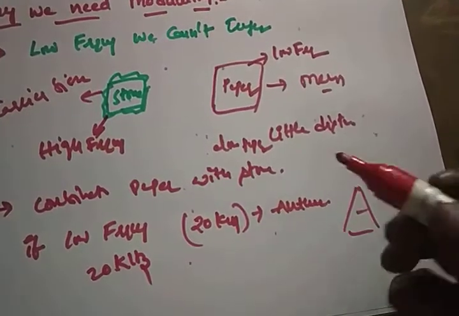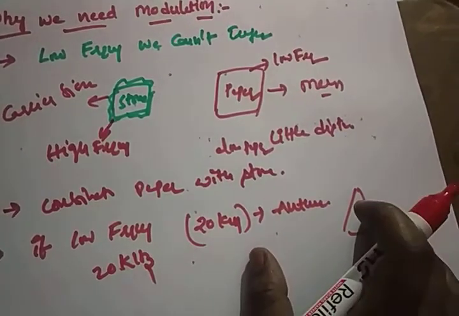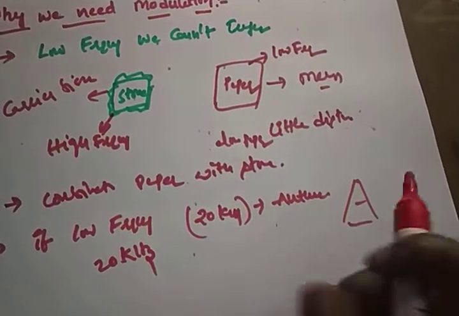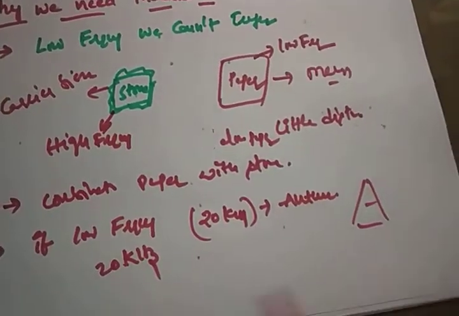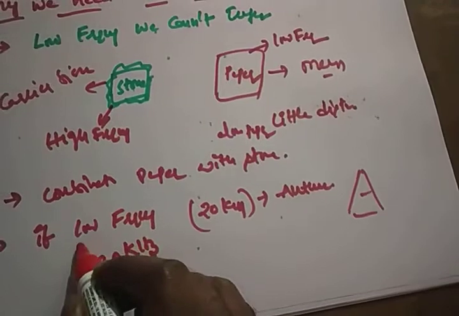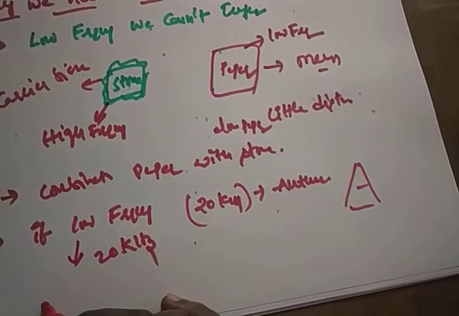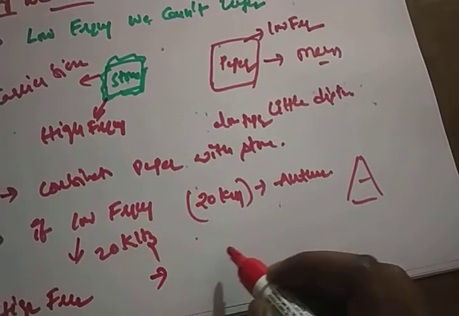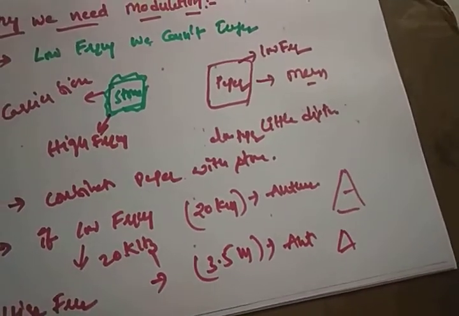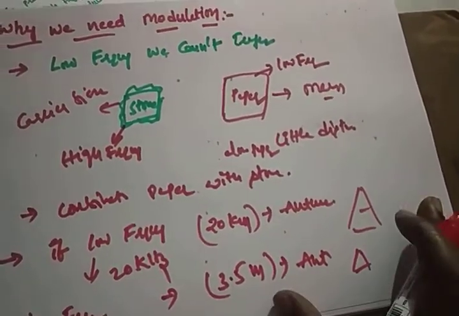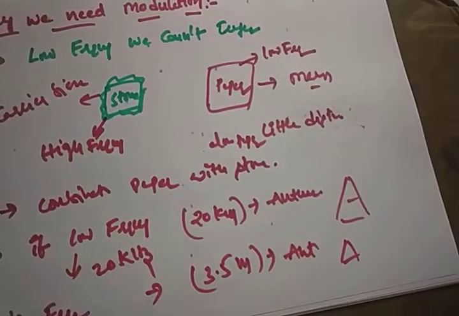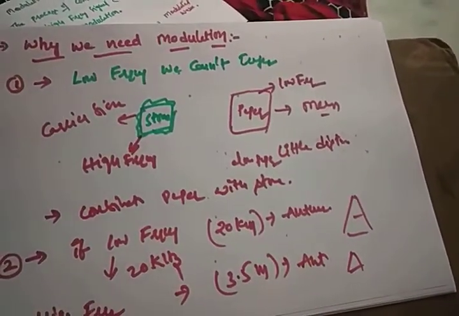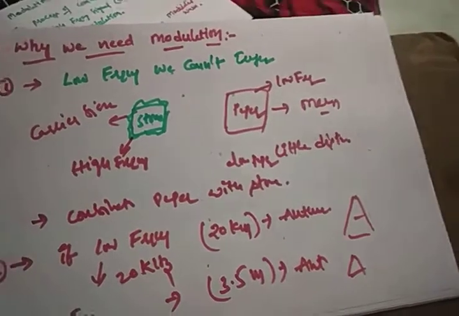So that means how much height? 20 kilometers high. Is it possible? Definitely not possible. A very costly issue. So if this low frequency is combined with the high frequency signal, you require an antenna height of only 3.5 meters. 3.5 meters of antenna is enough to transfer these signals, right? So that is one of the important requirements for modulation.